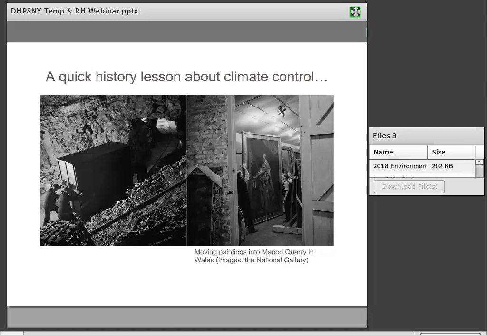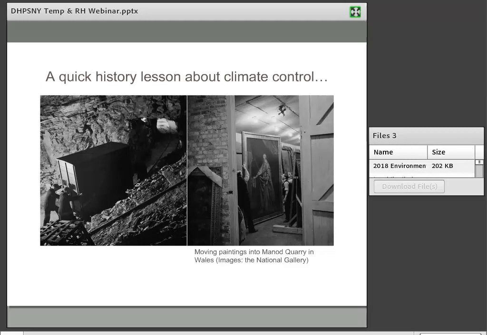So a plan was developed in which paintings from the National Gallery in London would be relocated to a slate mine in North Wales. What were called bungalows, brick bungalows, were built inside the mine to protect the paintings from dampness, dust and dirt, things like that. And the paintings were transported by truck to Wales until the entirety of the National Gallery's collection was stored underground.